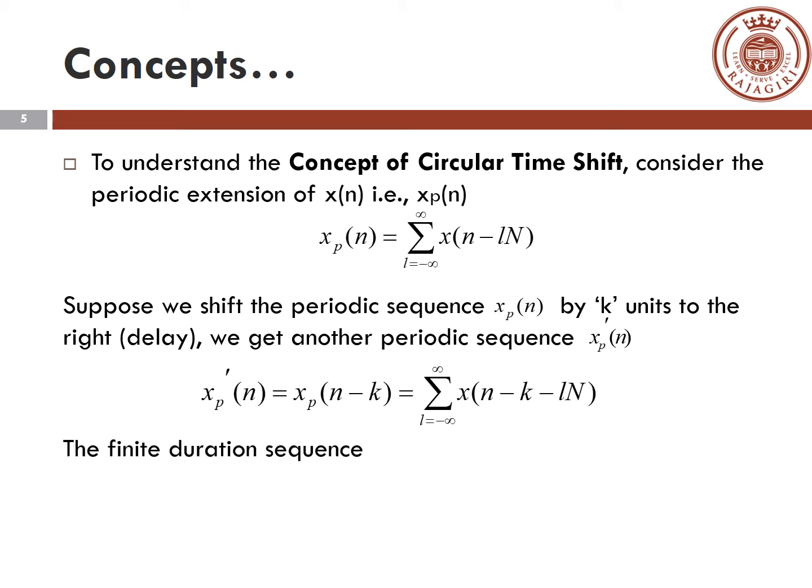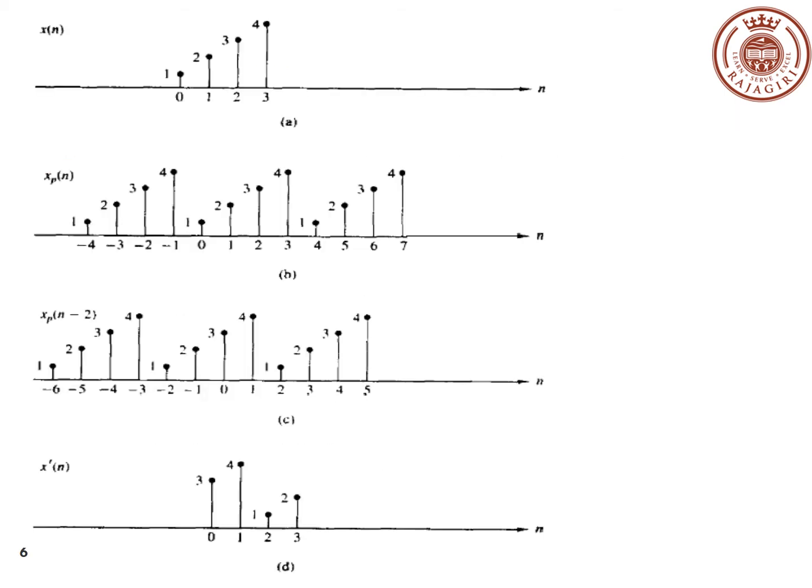Now what we do is we truncate this. That means we consider your xp dash of n only from 0 to n minus 1. Okay, that means where the original sequence was, we consider only those number of samples. So x dash of n is what I am looking at. It is xp dash of n between 0 to n minus 1, and it's 0 otherwise. Okay, so maybe you will get a better idea of this by looking at these graphs.